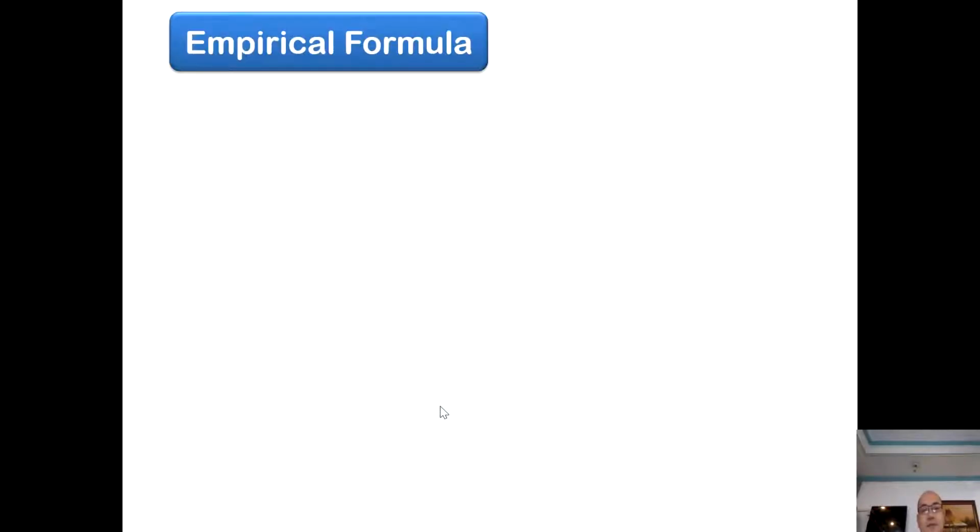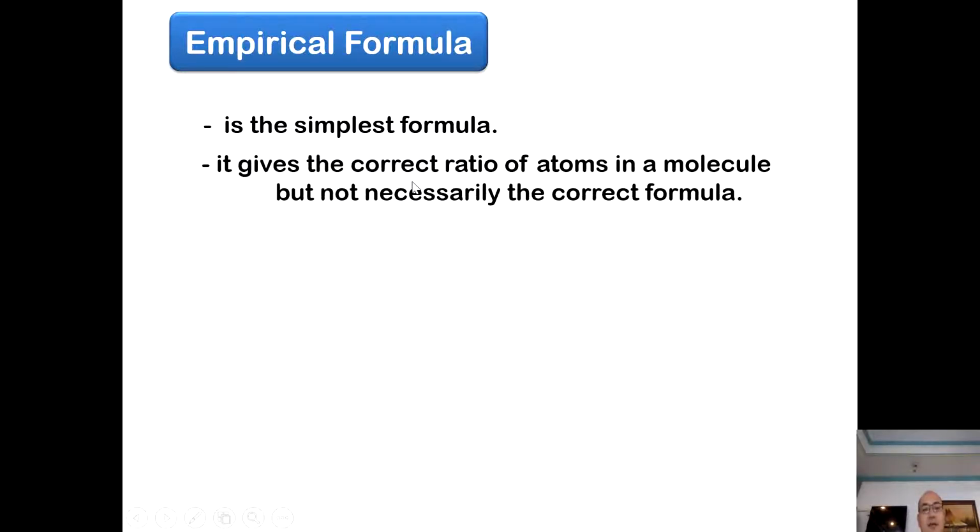Okay? What do we mean by empirical formula? This is defined as the simplest formula of a certain compound. It's the simplest because it gives the correct ratio of atoms in a molecule. But take note, it is not necessarily the correct formula. So, what do we mean by this?